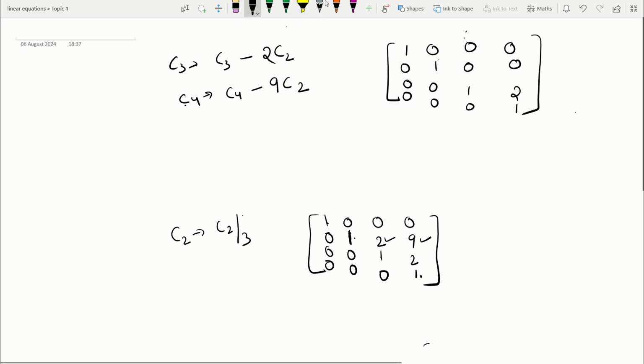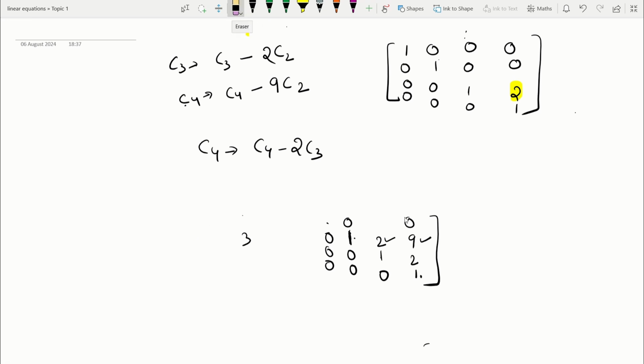For that, C3 implies C3 minus C2. C2 element is 1, C3 element is 2. That you have to write like this. C3 minus 2 into C2. Then again C4 element, this also I have to make 0. Then C4 minus C2. We are taking help this because already we made this 0, so we won't touch the C1. Okay, so this only 1 is here.